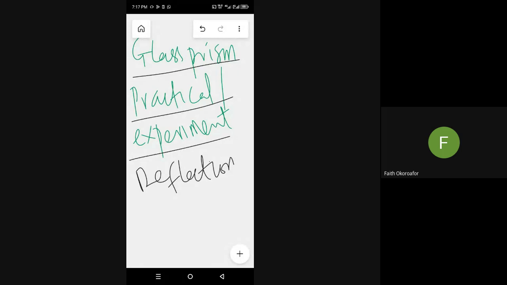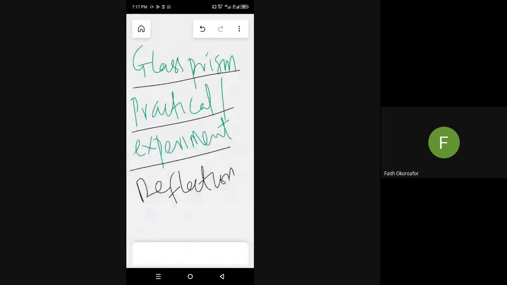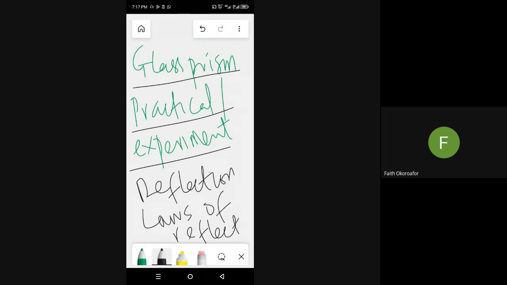Laws of reflection, very important. Yes, anybody, laws of reflection? The angle of incidence is equal to the angle of reflection. These are likely questions that I'm asking you, questions you should expect.